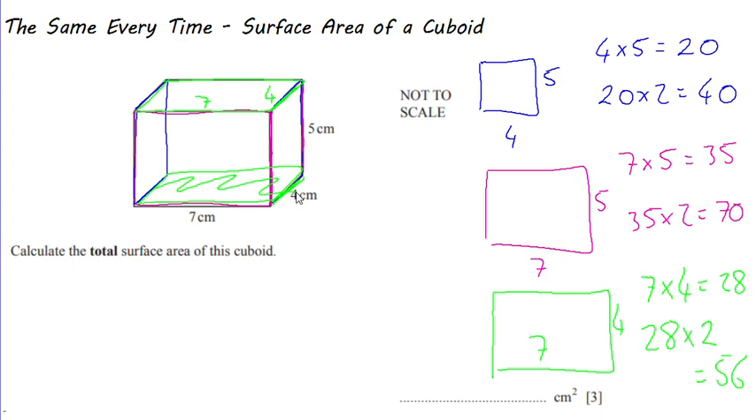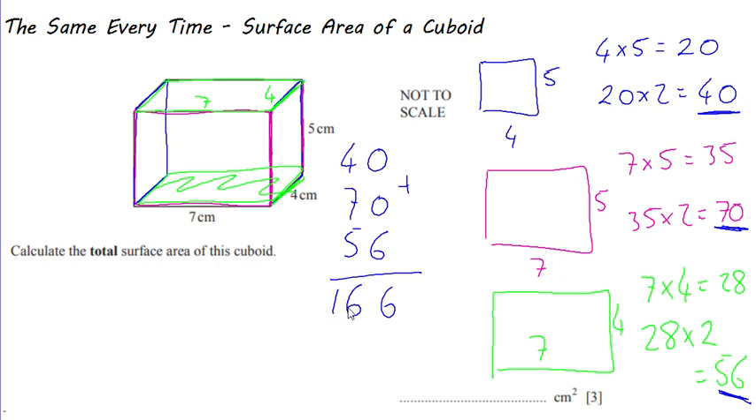Right, so to get the final answer, all we have to do is add together the 40 and the 70 and the 56. So adding those together, so 0 plus 0 plus 6 is 6, 4 plus 7 is 11, then add the 5 gives me 16, so 166 centimeters squared. There we go.